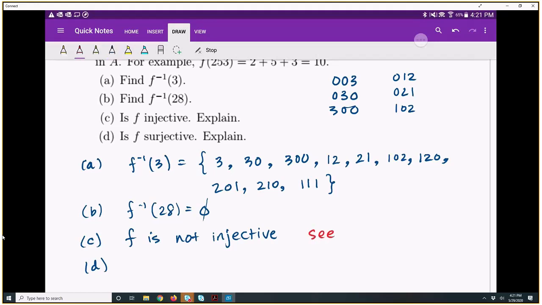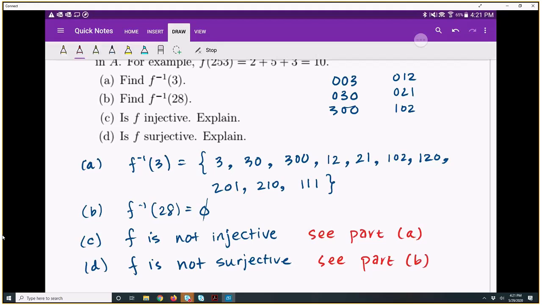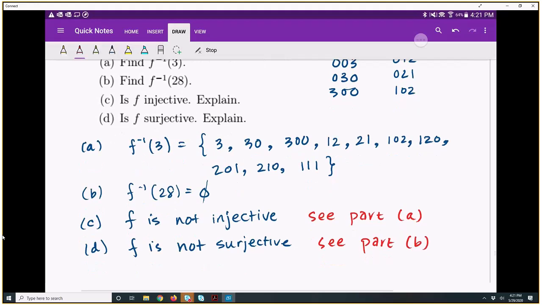And then it asks, is F surjective? Well, again, I'll refer you to the above. In part B, we found an element in the codomain that has no predecessor in the domain. So using part B, I can see that F is not surjective.